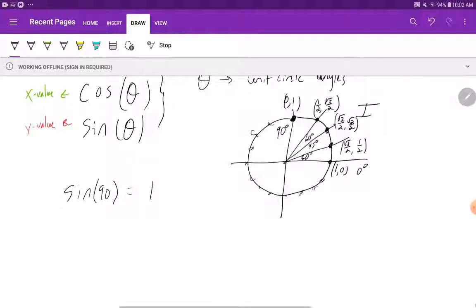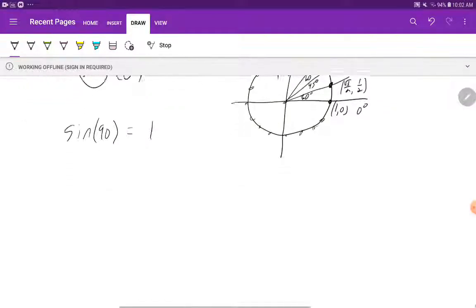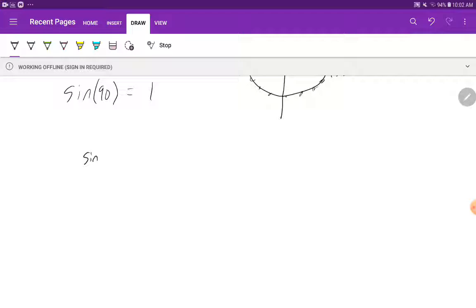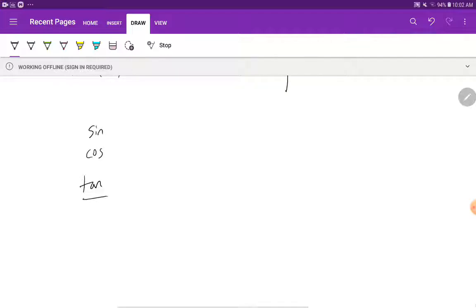But you noticed we only talked about cosine and sine. So this is the new stuff. We only talked about cosine and sine, but there are other trig functions out there, aren't there? We know there's sine, cosine, and tangent. We know that sine refers to y and cosine refers to x, but what does tangent refer to?